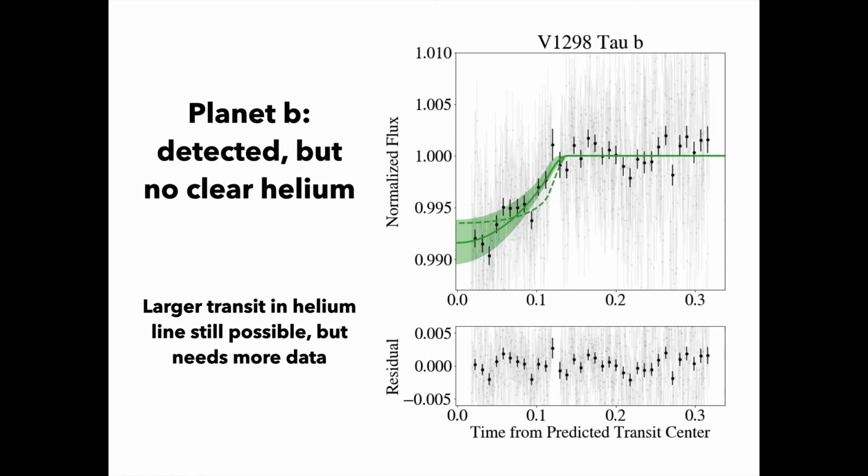When we looked at planet B, I've shown the same thing for planet B on the right, we did detect the transit of this planet, but we don't think we detected any clear helium absorption. Our best fit model is shown on the right in the solid green line, and the dashed green line shows the best fit model at non-1083 nanometer wavelengths. You can see that the models kind of overlie each other. They have slightly different shapes, but they're not really distinguishable in any statistically significant way. So a larger transit in the helium line is still possible, but we would definitely need more data to confirm that.